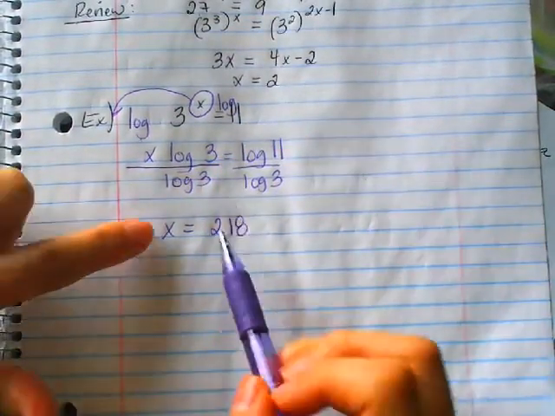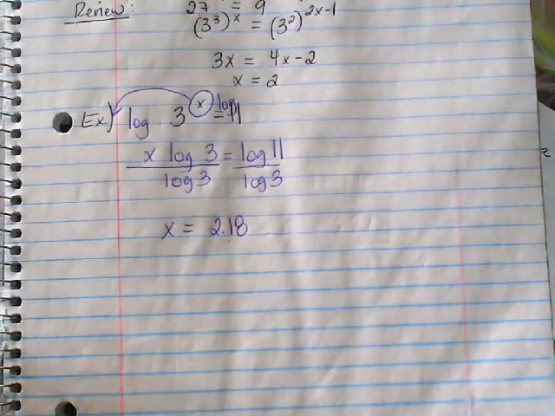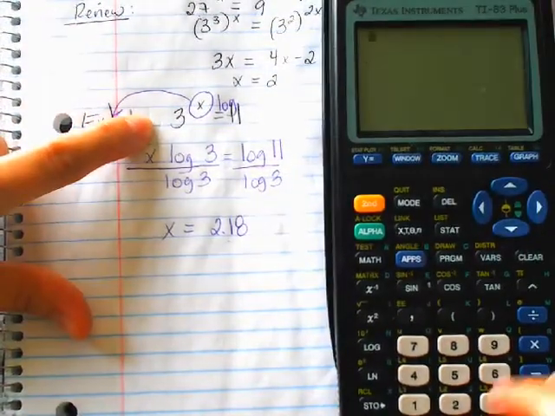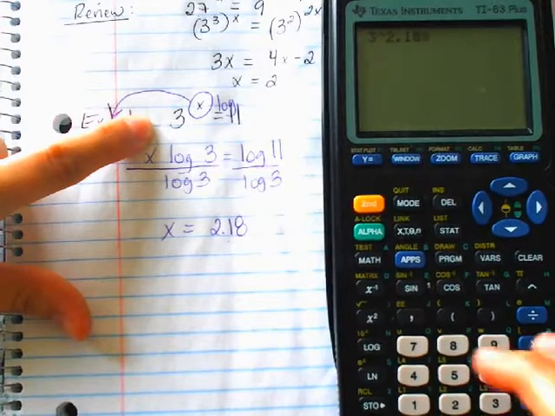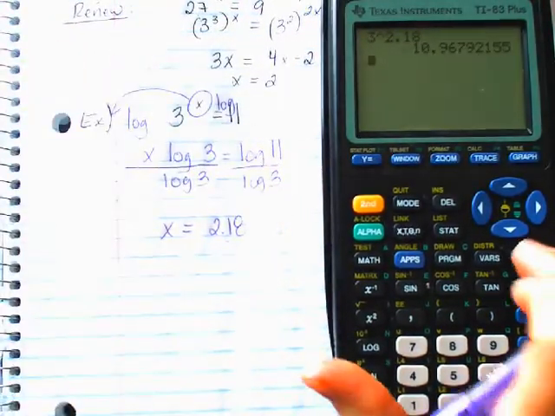Okay, and I'm going to double check how close my answer is by plugging in x into my original equation here. It says 3 to the 2.18 power should be about 11, and we get 10.96, so it is.